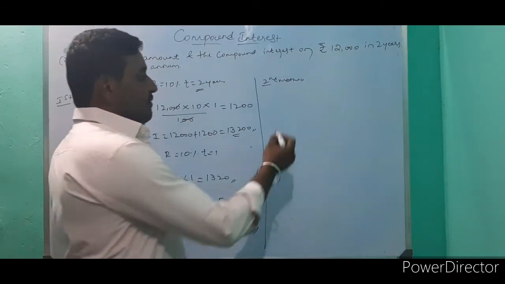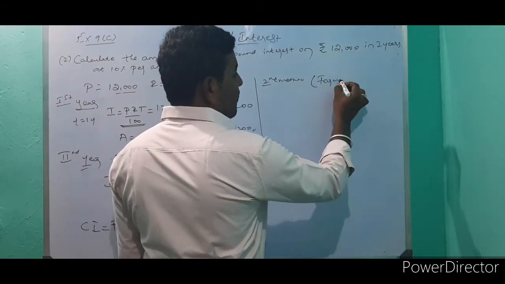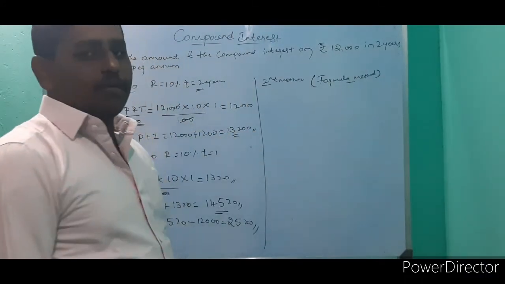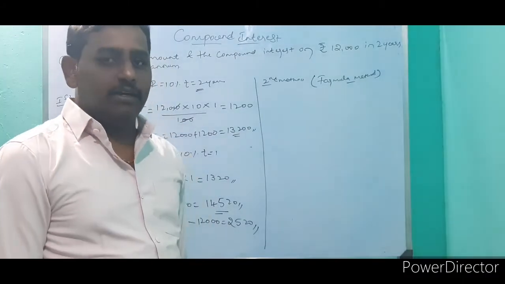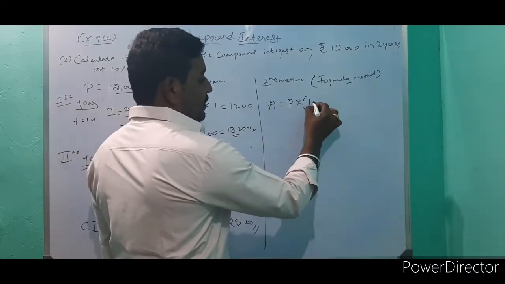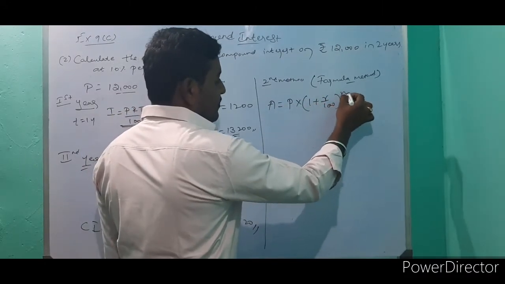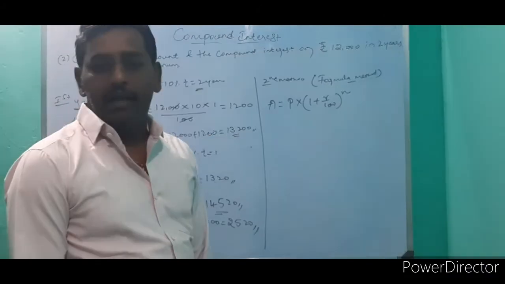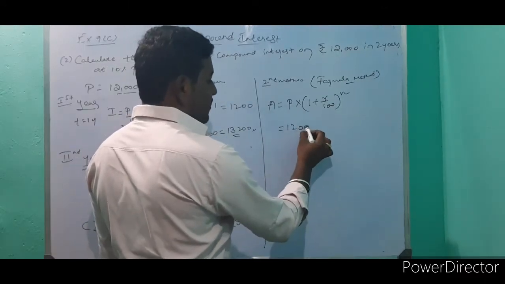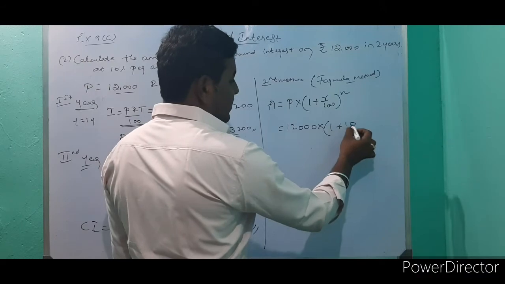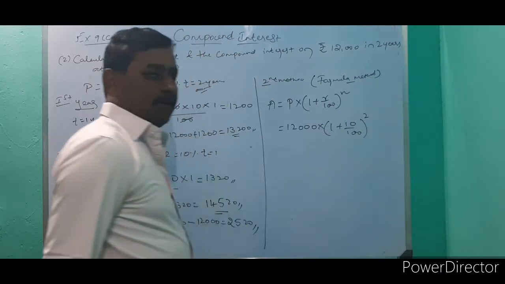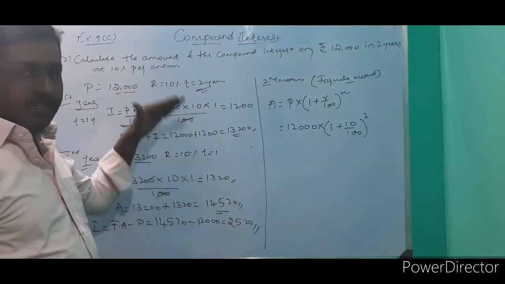So now I am taking the formula method. For the formula method, I already gave the formulas at the beginning of the class. To find the amount, amount is equal to P into (1 plus R divided by 100) to the power N. So we are finding the amount. P is how much here? 12,000. 1 plus the rate of interest, which is 10. N is how many years? In total you can consider 2 here. In the first method we considered each year separately.